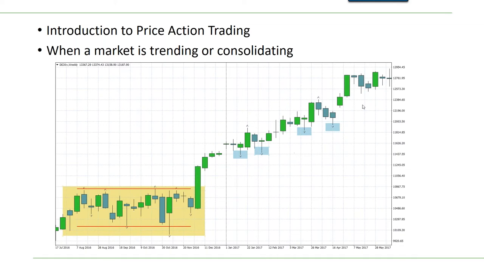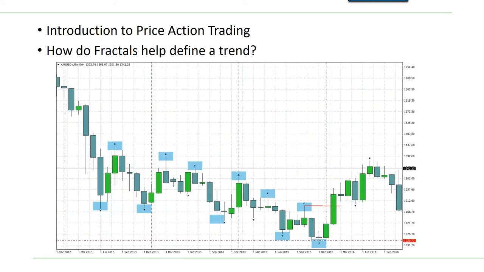Let me give you a very simple exercise, and a simple bit of advice. It could be gold, it could be bonds, it could be pound against the yen. It doesn't really matter what it is. A good trend will leap off the screen at you. If you're looking at a chart and you're not sure if the market is in a trend, it's probably not in a trend. Good trends, like this one you see in front of you on the weekly DAX, leap off the chart at you.